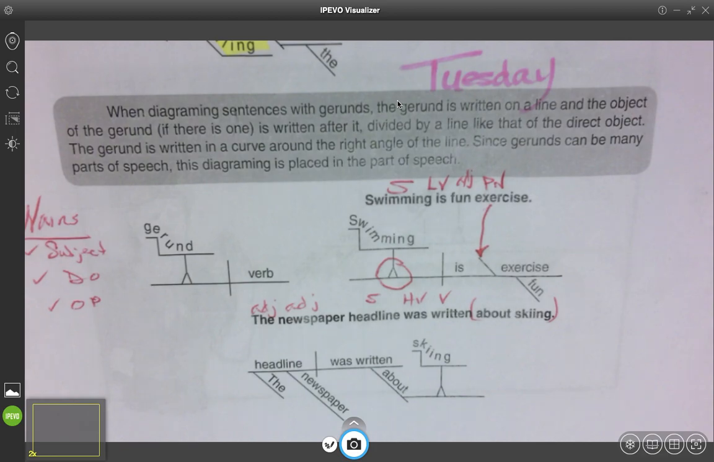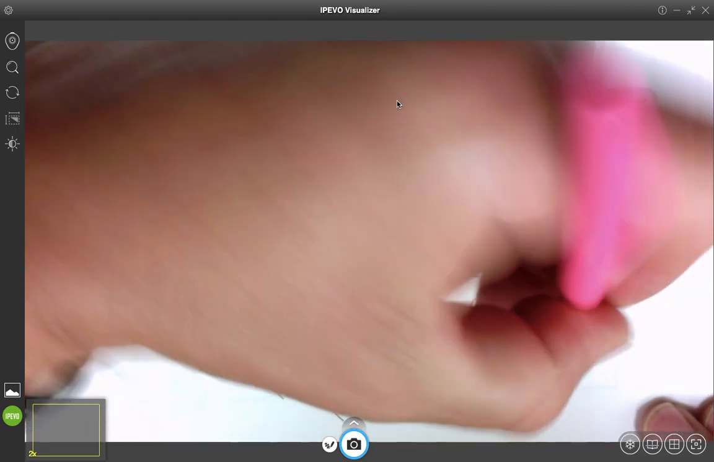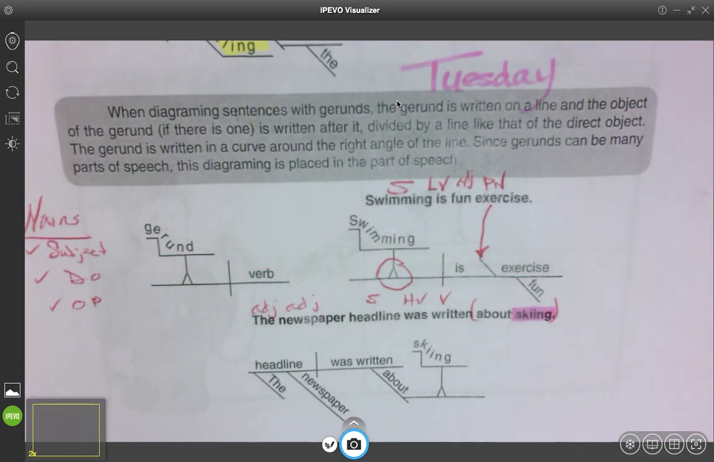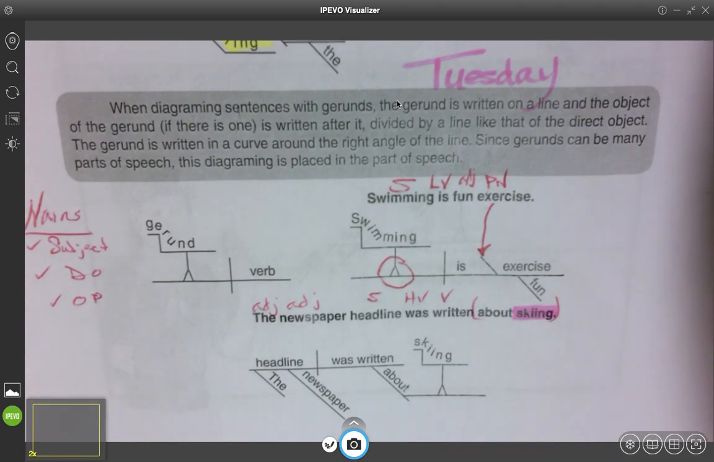But I am noticing in this sentence that my gerund, skiing, happens to be the object of the preposition. I'll place it right where the object of the preposition goes. About what? Skiing. These gerunds can go anywhere in the sentence where there is a noun.